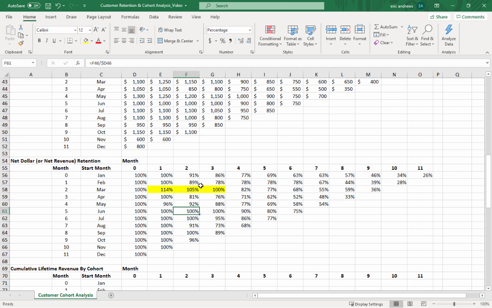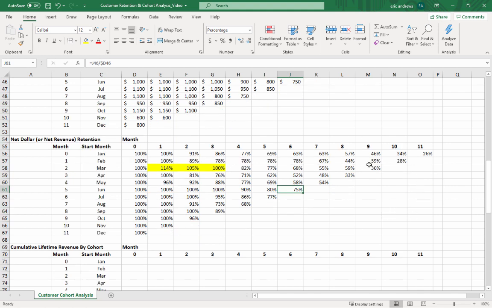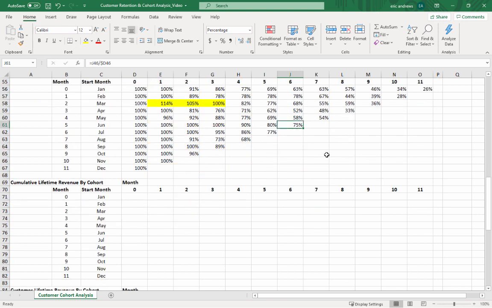But other than this, this is a net revenue retention table, and it shows you something similar to the customer retention table. But now what I really want to try to do is figure out what is the cumulative lifetime revenue for each cohort, for each customer, and then what is the customer lifetime value. So let's walk through this.